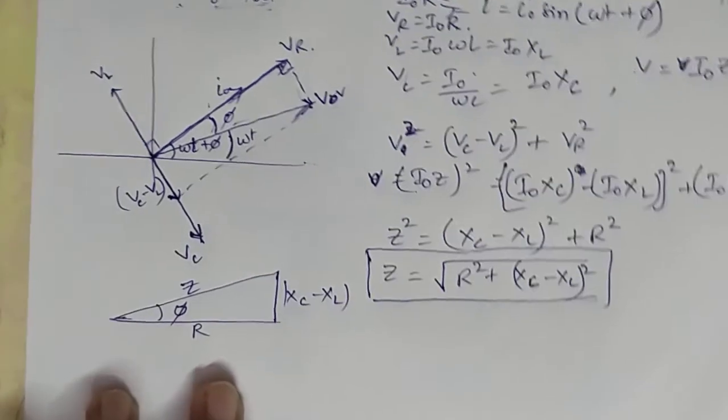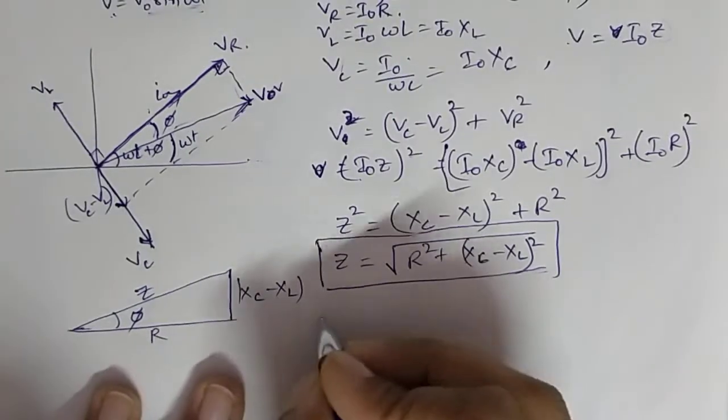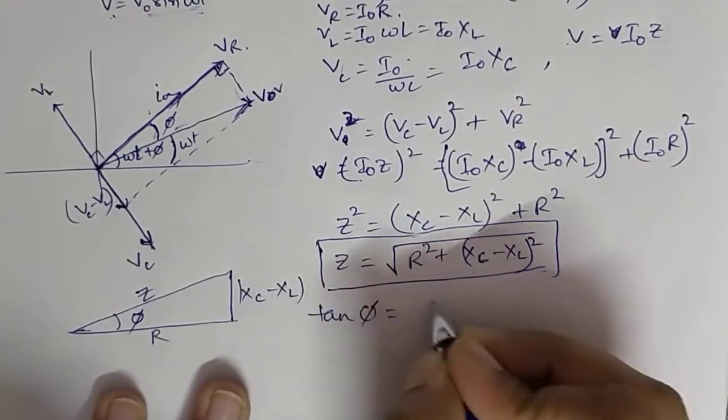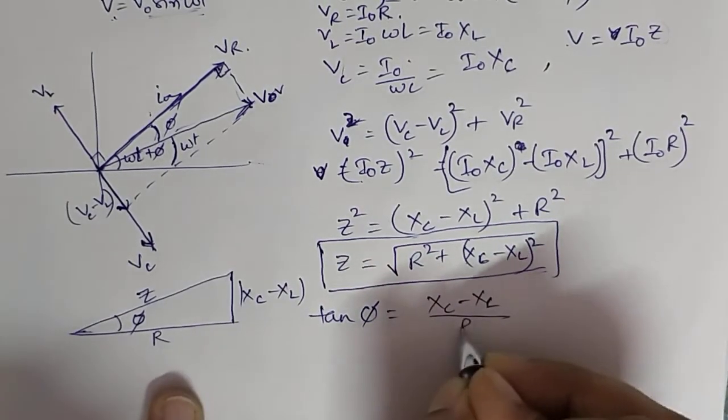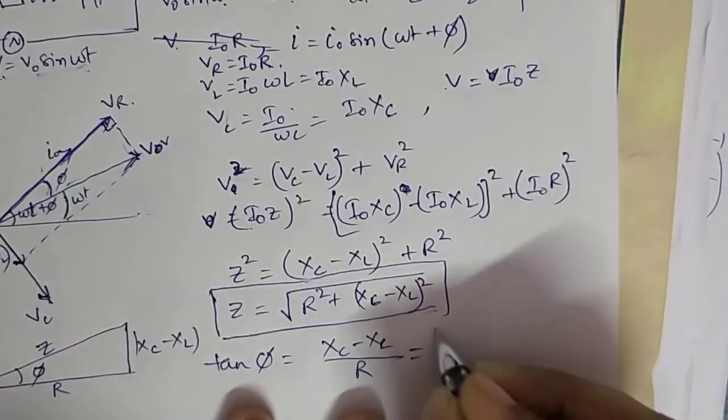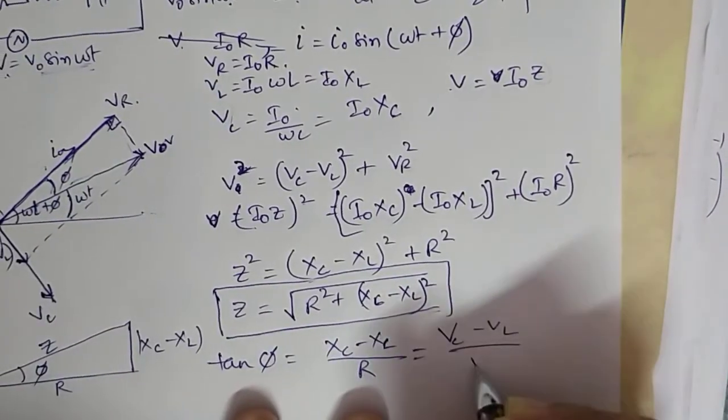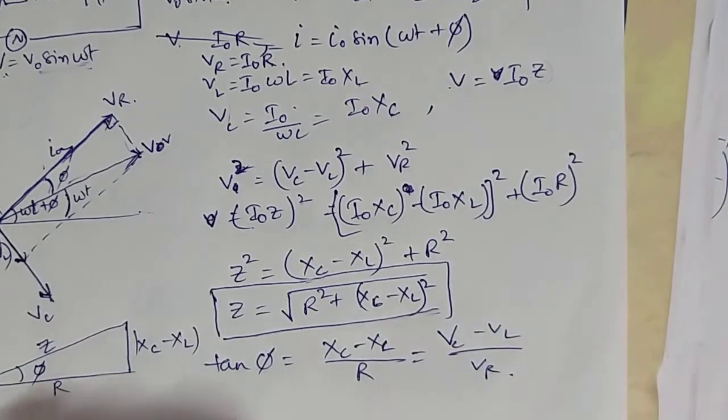The same triangle we have drawn here is called the impedance triangle. Okay, this is called the impedance triangle, and from here tan phi, what do we get? Tan phi is equal to (XC minus XL) upon R. This can also be written, using this triangle, as (VC minus VL) upon VR. Okay, both will give us the same result.